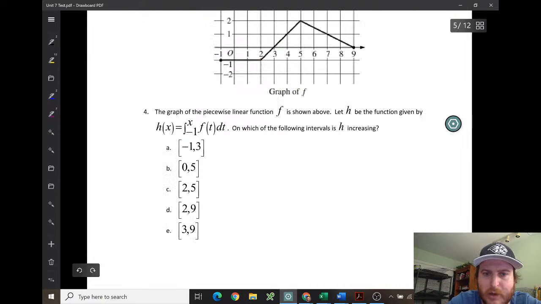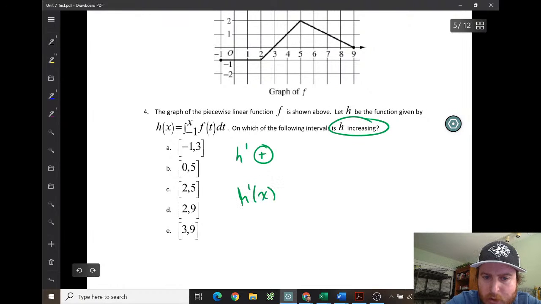All right, next up, the graph of the piecewise function is shown, and they give us this h of x graph, and they want to know when is h increasing. H increasing is when h prime is positive. So we need to figure out what h prime of x is. This is that second fundamental theorem of calculus.